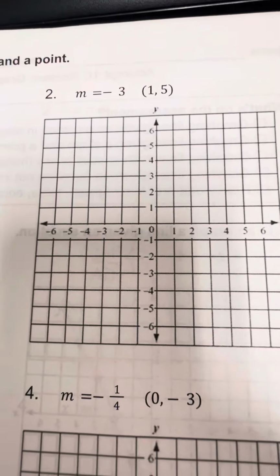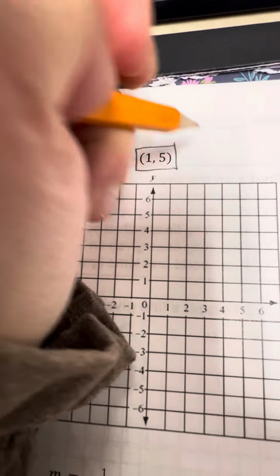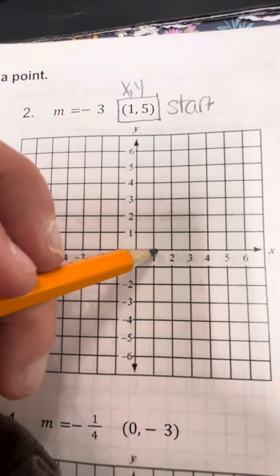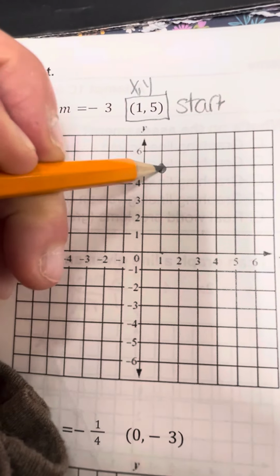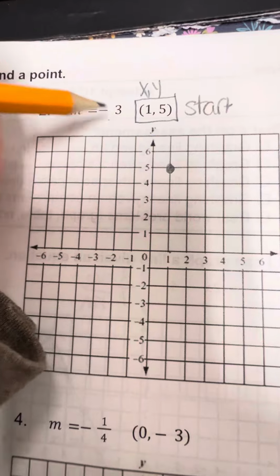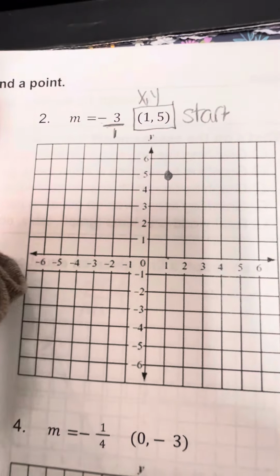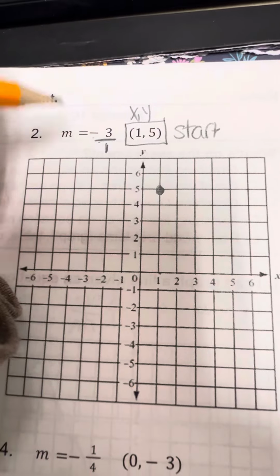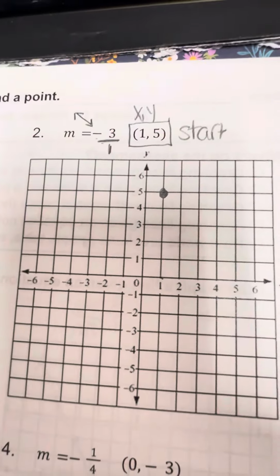And then we're going to take a look at this one. So again, our starting point here is at the point that we're given, x comma y. So let's start right there at a +1 on the x-axis and a +5 on the y-axis, and you put your point right here. And then we're going to use that -3 slope, so if not a fraction, we put it over 1 because that's not going to change the number. Now it is a negative slope, so our negative slope should look like that when I'm done.